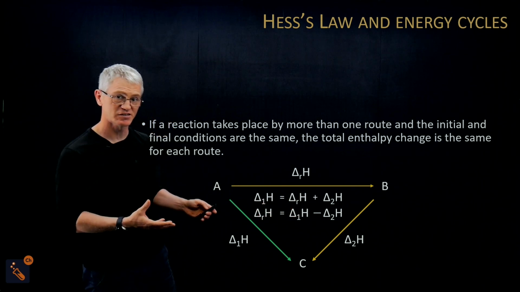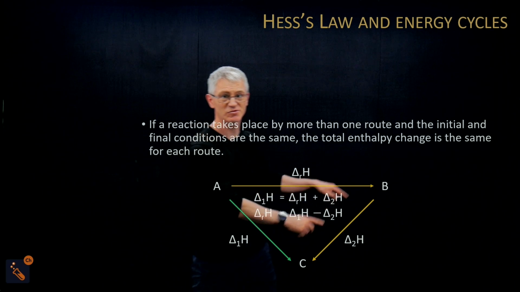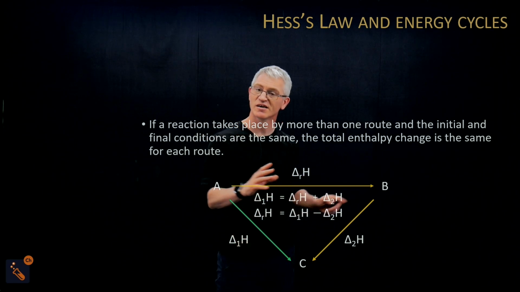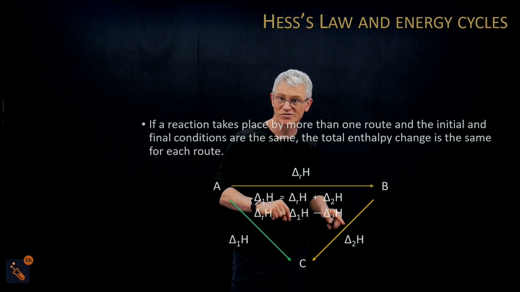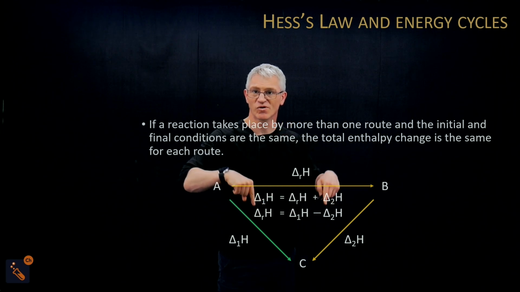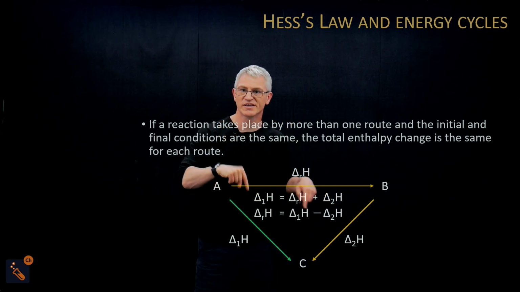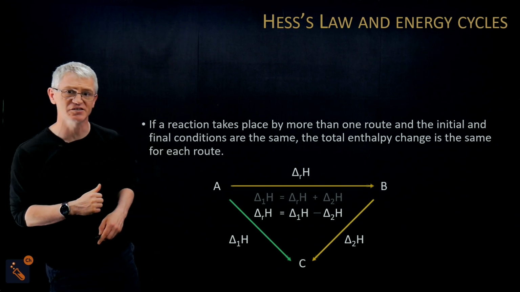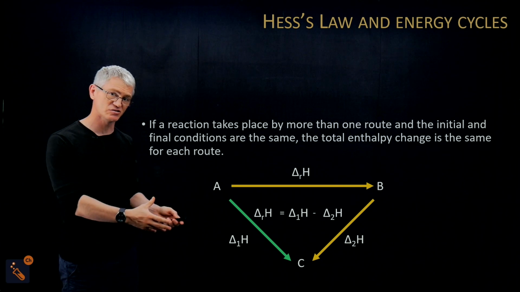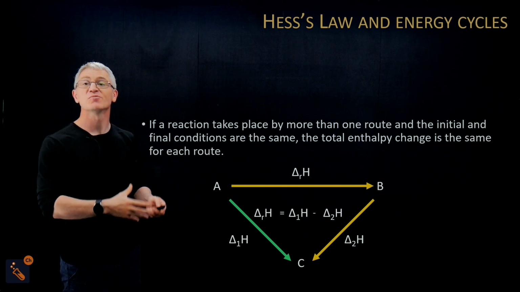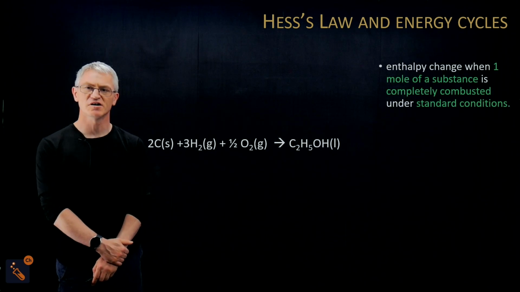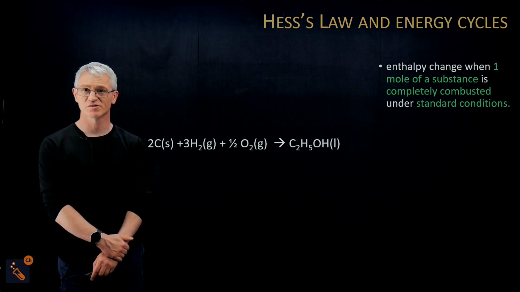Another way of doing this is to make the 2 bottom arrows go in the same direction. You can do that by reversing this arrow, and that turns it into minus delta 2H. If you reverse an arrow and it turns into minus delta 2H, it still comes out with that one right there, and that equation right there. So there is our final expression, and you then use that expression with a question. Now we're going to do our question, and all the questions on combustion are like this.